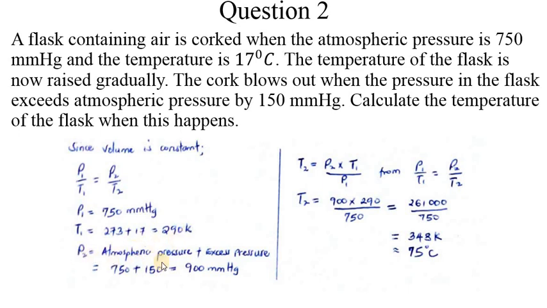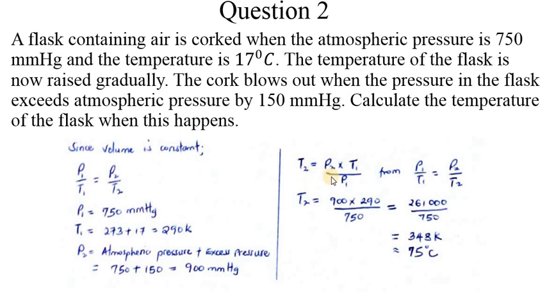Now P2 is atmospheric pressure plus the excess pressure that led to the blowing out. We have 750 plus, we are told the pressure exceeds the atmospheric pressure by 150. So you add that here, you end up with 900 millimeters mercury. Now that I have P2, I have T1 and P1, I can get T2.